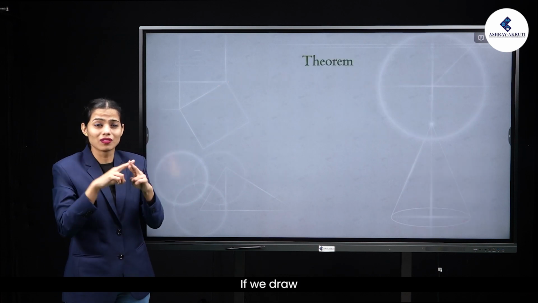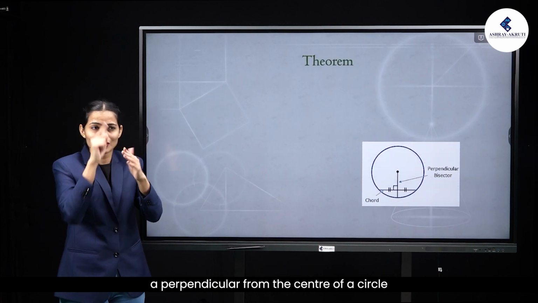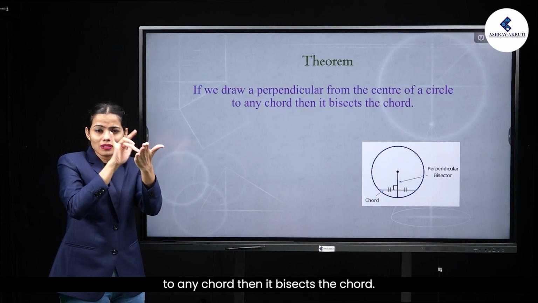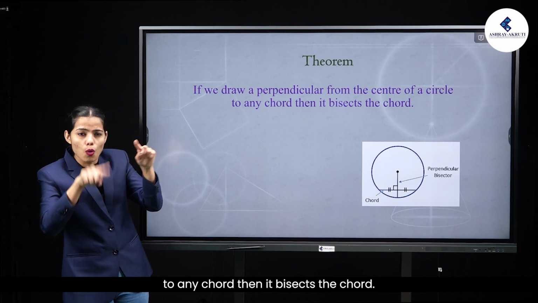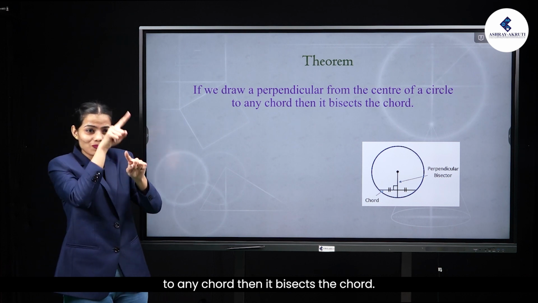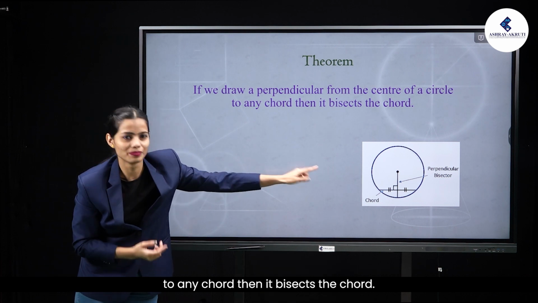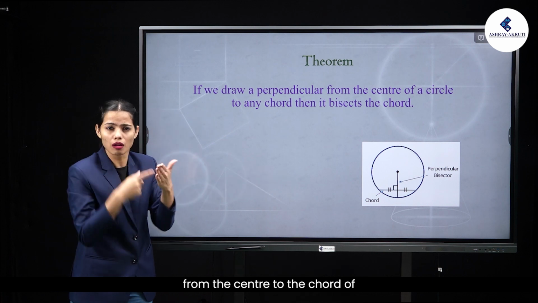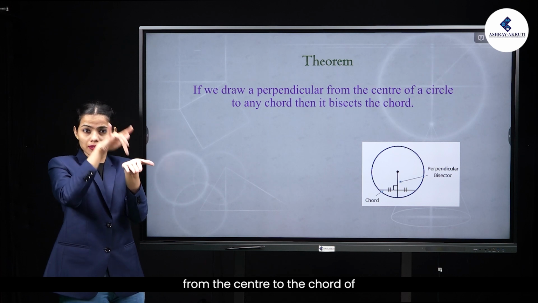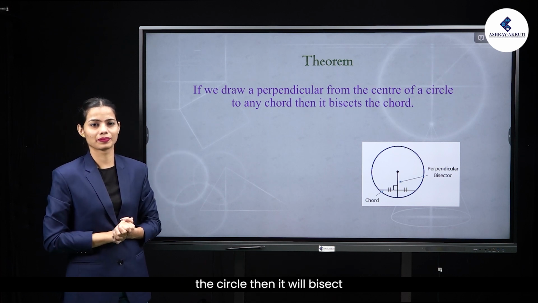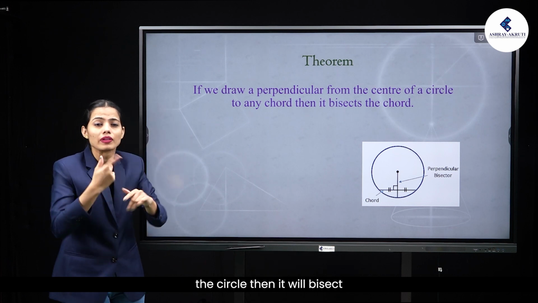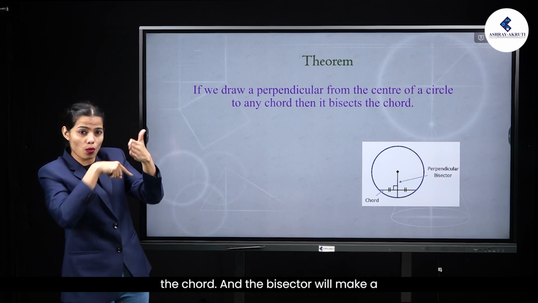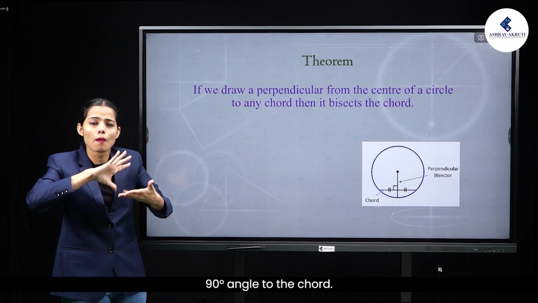Theorem: if we draw a perpendicular from the center of a circle to any chord, then it bisects the chord. If we draw a perpendicular from the center to the chord of the circle, then it will bisect the chord, and the bisector will make a 90-degree angle to the chord.